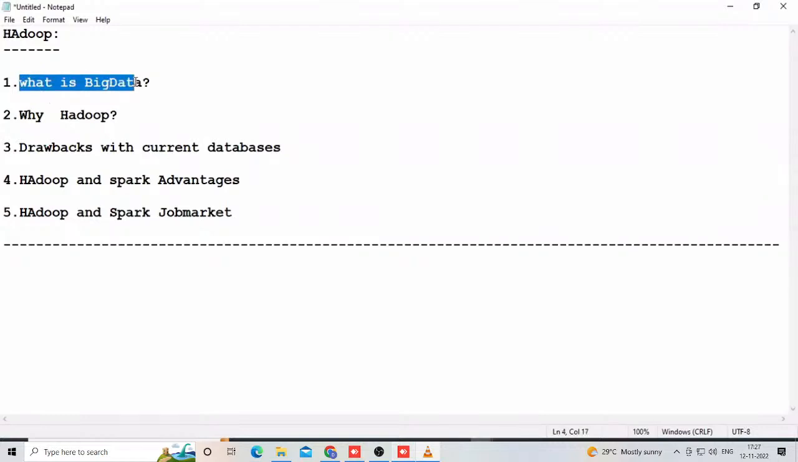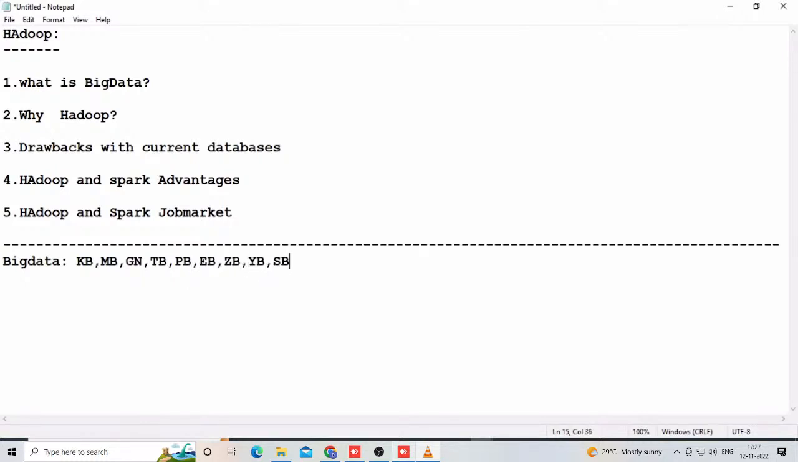Okay. So the name itself says huge volumes of data. If you see the data storage units, how data is getting stored: KBs of data, MBs of data, GBs, gigabytes, terabytes, petabytes, exabytes, zettabytes, yottabytes, and so on. From TB onwards, we say it is huge data, big data.